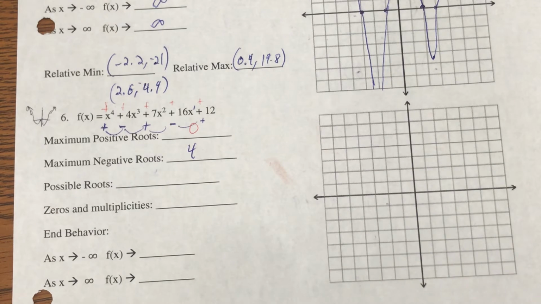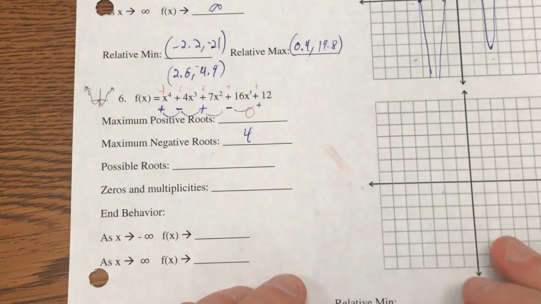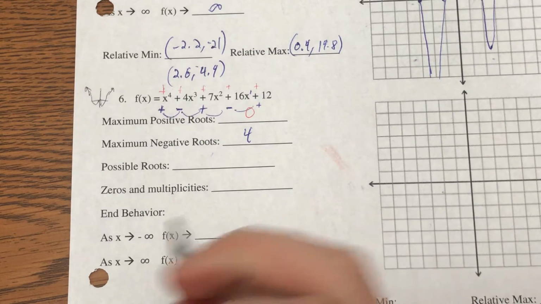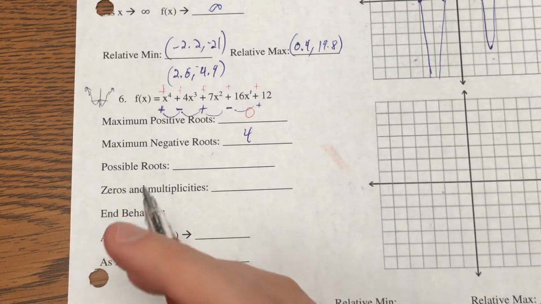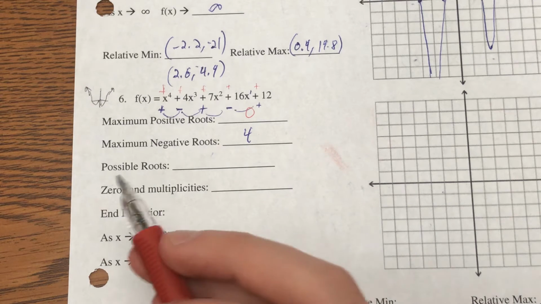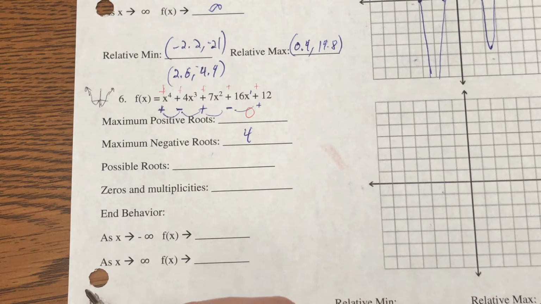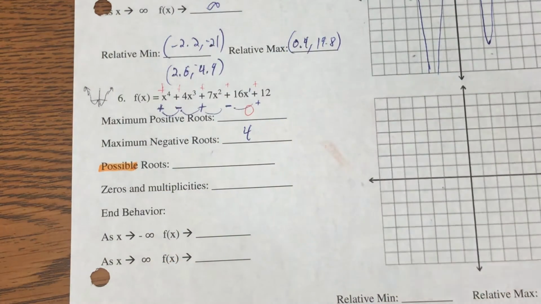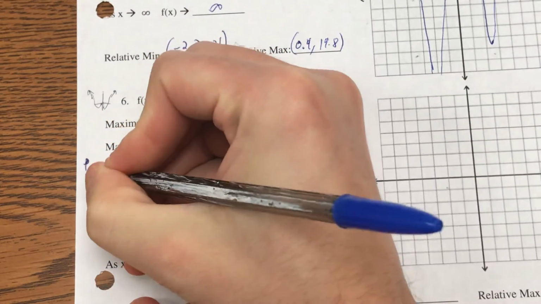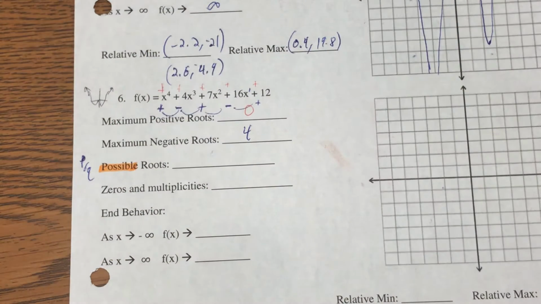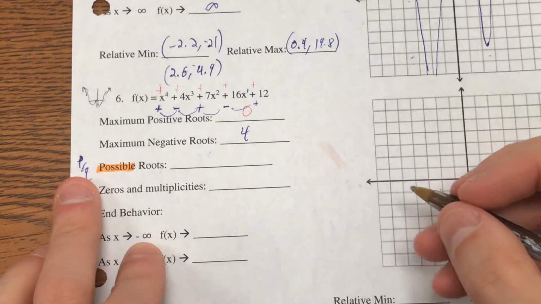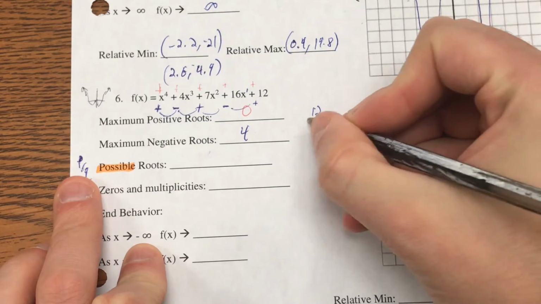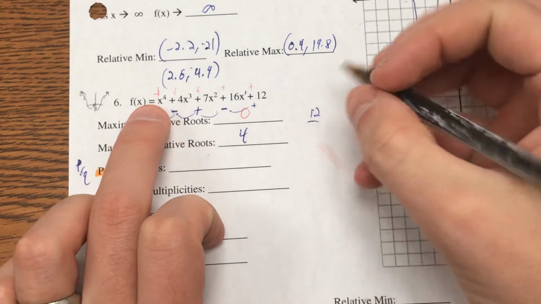We'll see. In terms of possible roots, once again, see if you can remember how to do it. Pause the video, give yourself a second to think. Do you remember how to do possible roots? Keyword is possible. This is going to be the P over Q thing. In this case, P is going to be 12, and Q is going to be 1.